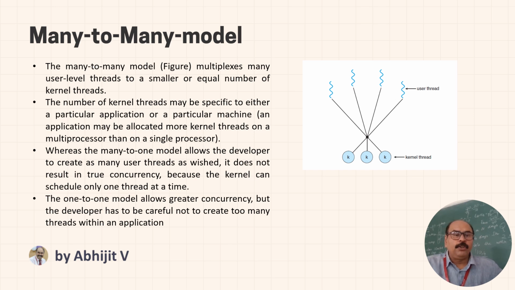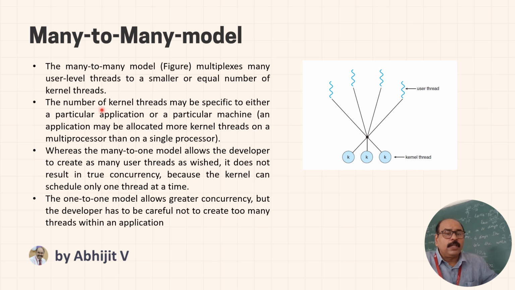The next one is called the many-to-many model. If you have understood many-to-one and one-to-one, it's very easy for you to understand the many-to-many model. So instead of one, you have multiple kernel threads and multiple user threads. The main drawback of one-to-one was that we needed to create a kernel thread for each and every user thread. Here it is not required. Here, we can share these resources. That's what many-to-many is, just to avoid the drawbacks of one-to-one.